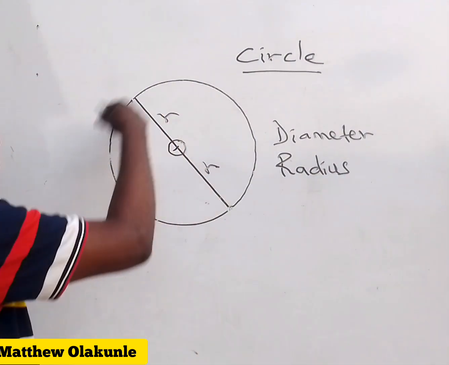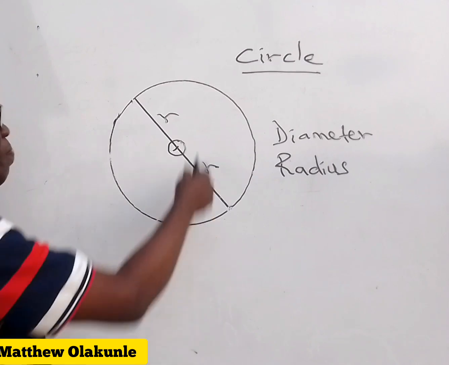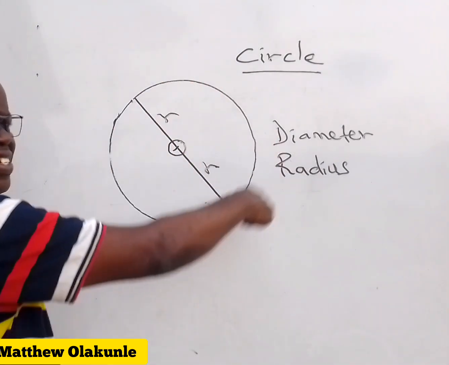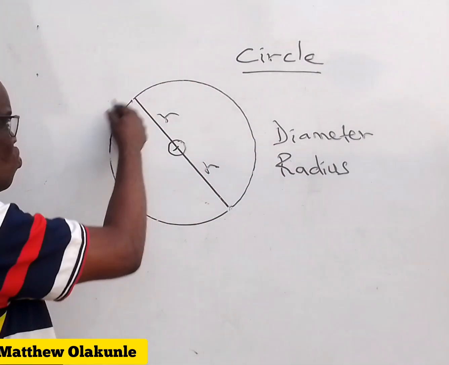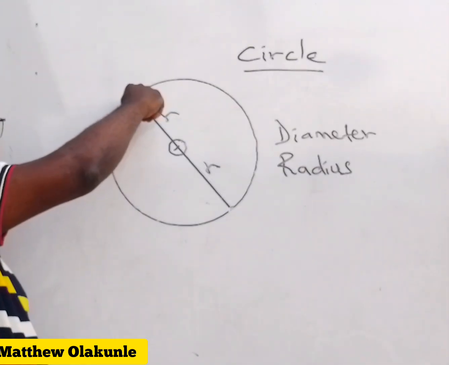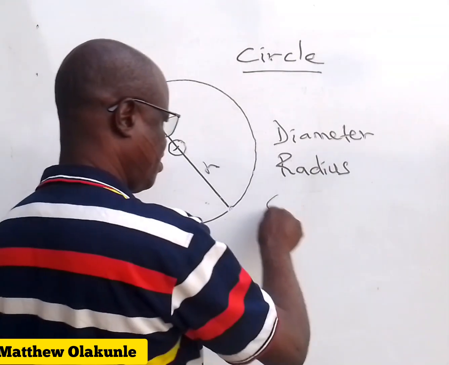Now, the distance around the circle, or the perimeter around the circle, when you move around the circle from one point back to the starting point, that is called the circumference.